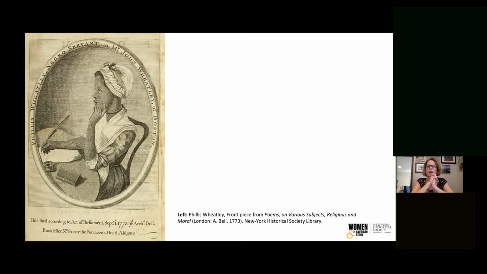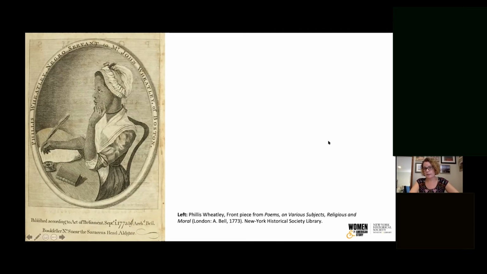So it says Negro servant to Mr. John Wheatley. Excellent. Kathy says they use the word servant instead of slave. Yes. So Phyllis Wheatley was enslaved by Mr. John Wheatley, therefore has his last name. She was born in West Africa and endured the Middle Passage, was enslaved by the Wheatley family. They named her Phyllis after the slave ship that brought her over the Atlantic on that traumatic journey.